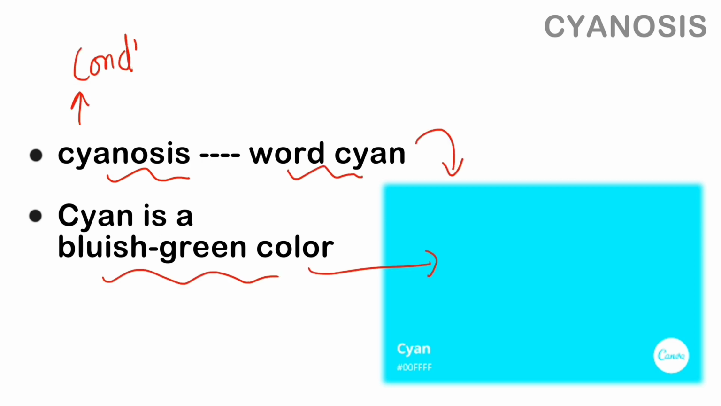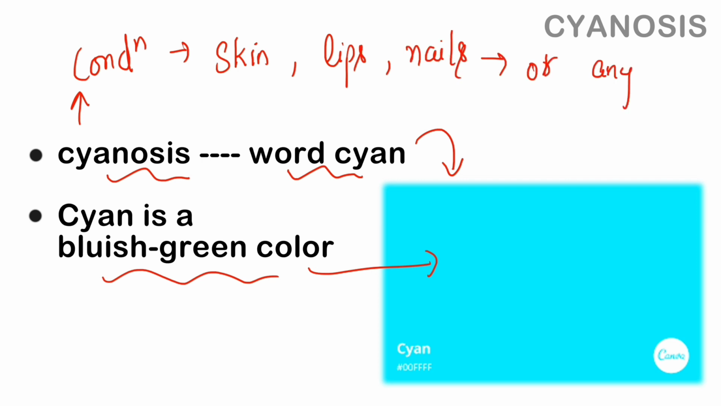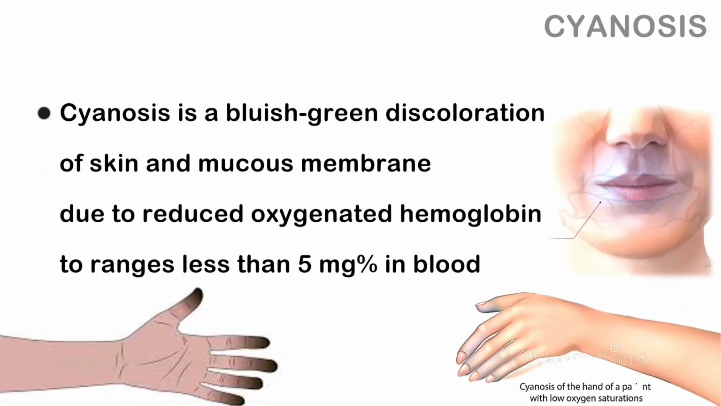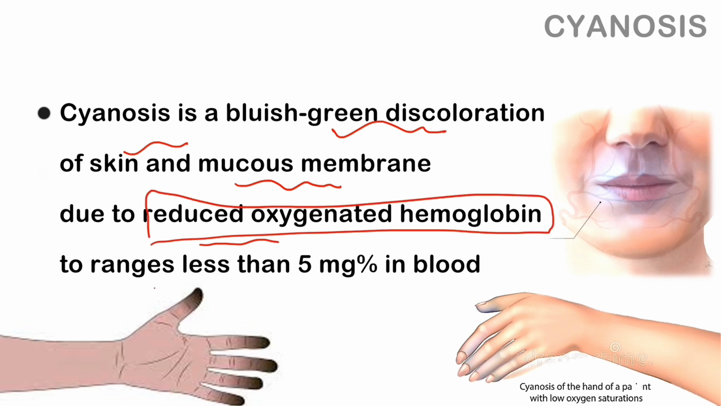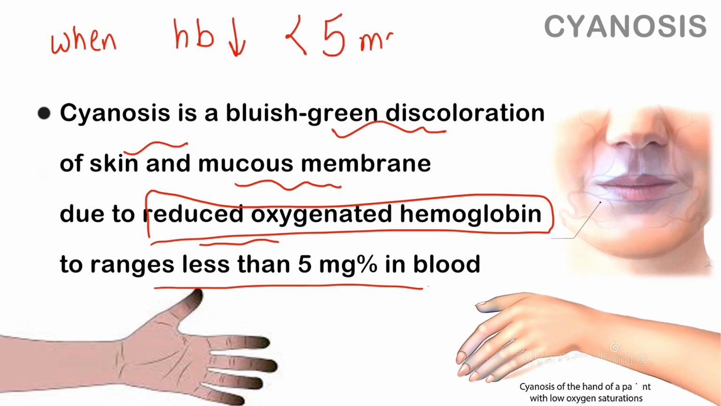Now cyanosis is a condition when your skin, lips, nails or any other body part turns into a bluish purple discoloration. By definition we can say that cyanosis is a bluish discoloration of skin and mucous membrane due to reduced oxygenated hemoglobin more than 5 mg% in blood. This basically means that when our hemoglobin decreases below 5 mg% in blood, it will lead to cyanosis.